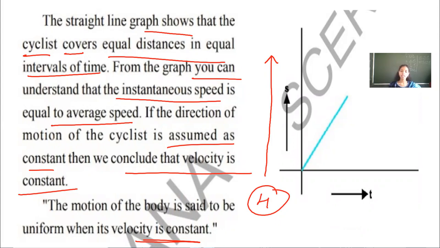So we can say the motion of the body is said to be uniform when its velocity is constant.